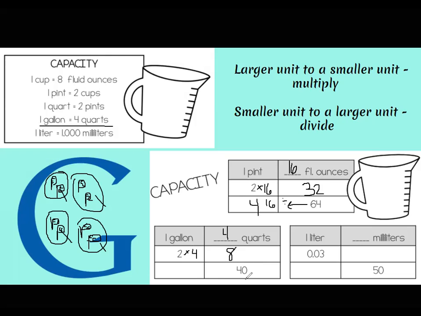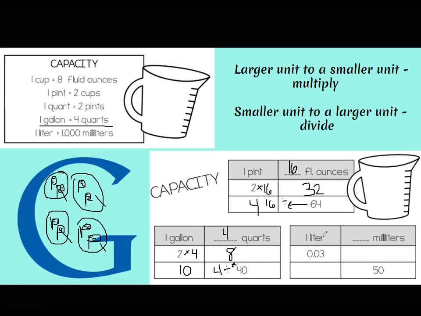All right, last on this chart, we have 40 quarts, and we have to figure out how many gallons that would be. So we're going from quarts that are smaller to gallons that are larger. So this time we're going to divide. And 40 divided by 4, still dividing by 4 because 4 quarts are in a gallon, would be 10. So we have 10 gallons is equal to 40 quarts.